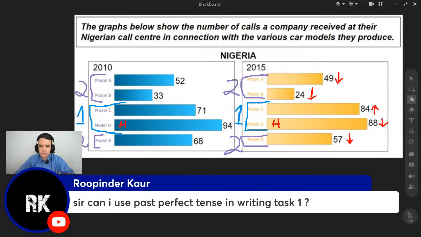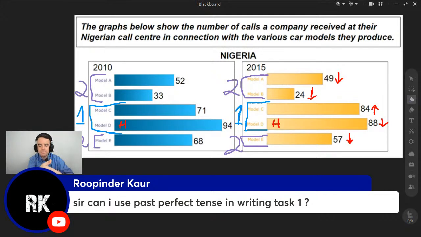You can, Rupinder, but you have to understand the context in which to use past perfect. So it's not that you can or can't use past perfect, it's that you have to use it appropriately. So to use it appropriately, if I was talking about 2015 with past simple, I can refer to 2010 with past perfect.